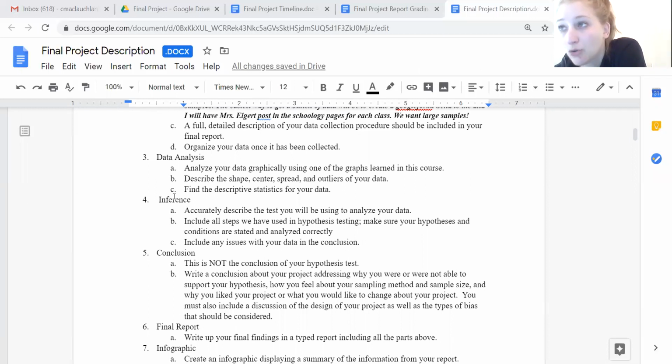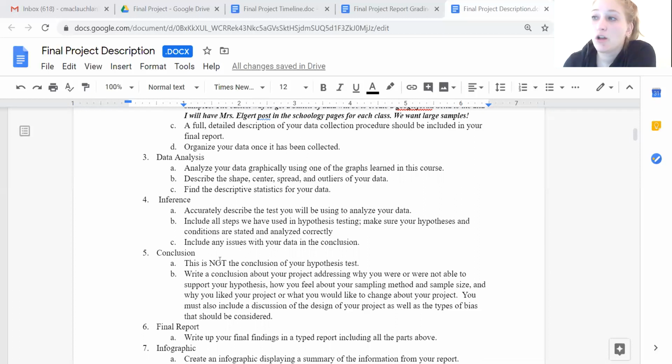Then from there, you're going to make your inferences. So make sure you specifically describe which test you're going to be using. Are you going to be doing the 30% like I said, because then that would be a proportion test. So make sure you go through all of the steps that you learned with that appropriate test, okay? Are you doing a chi-square distribution test?